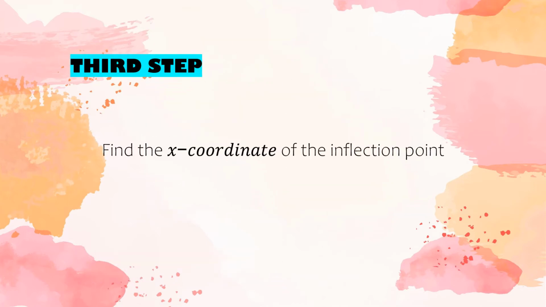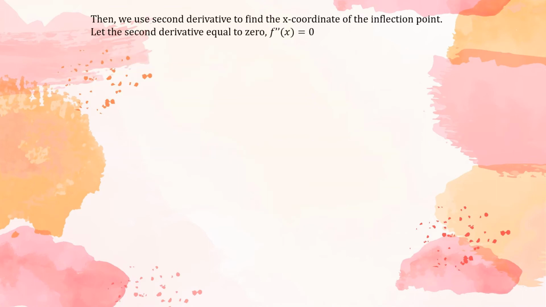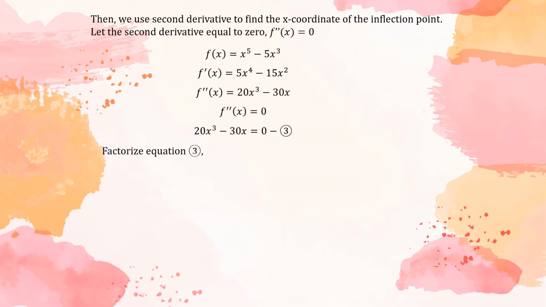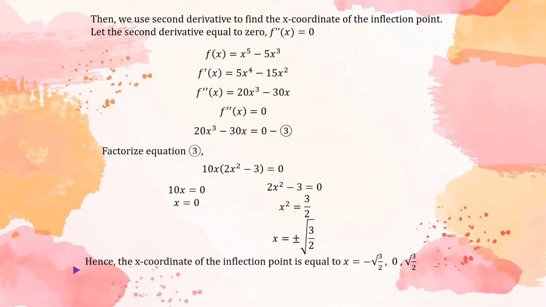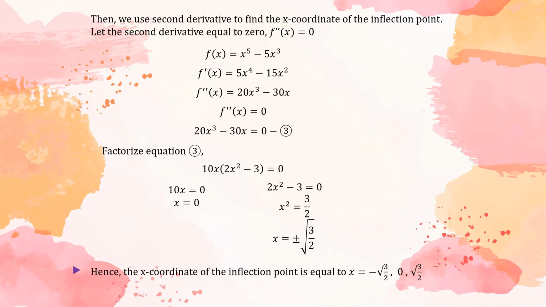The third step is to find the x-coordinate of the inflection point. After that, we use the second derivative to find the x-coordinate of the inflection point. We let the second derivative equal 0. Hence, the x-coordinates of the inflection points are negative 3 over 2, 0 and positive 3 over 2.